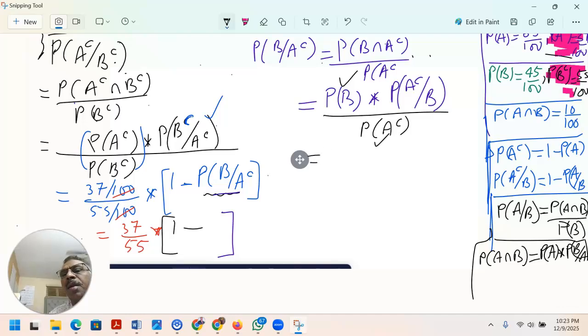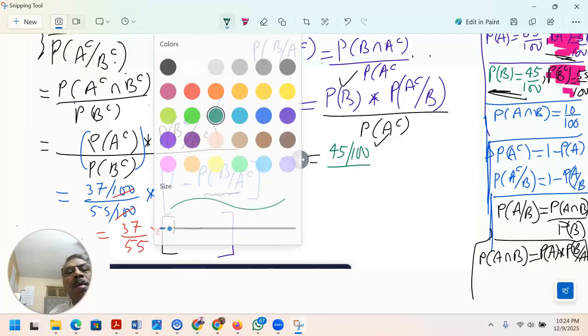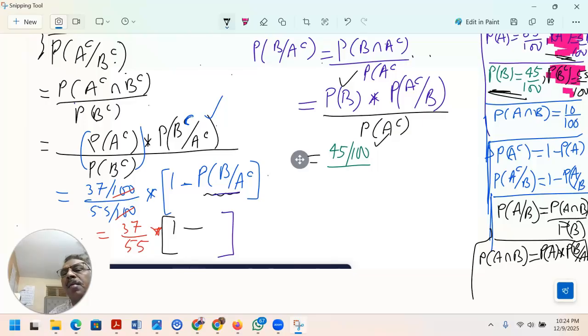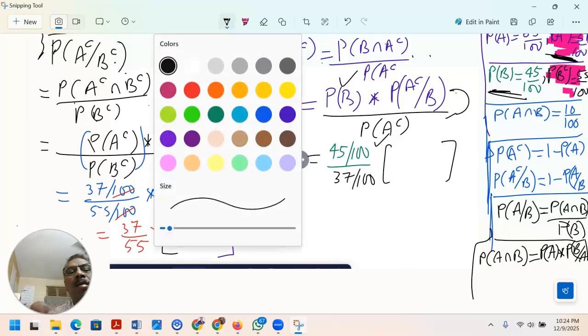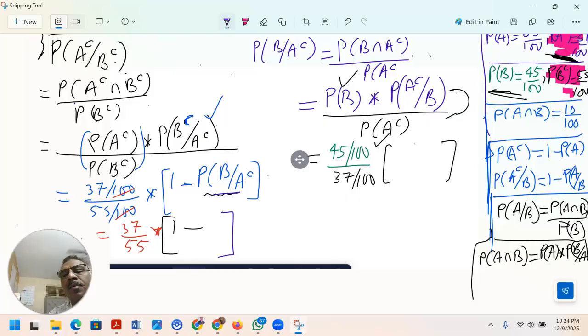That means the probability of B here, sorry, here B is the green color. So the green one is 45, so this is 45 out of 100. And the bottom is the black, the probability of A complement is right here, which is 37 over 100. And then we have this piece, the purple color, which is 1 minus the probability of A and B.